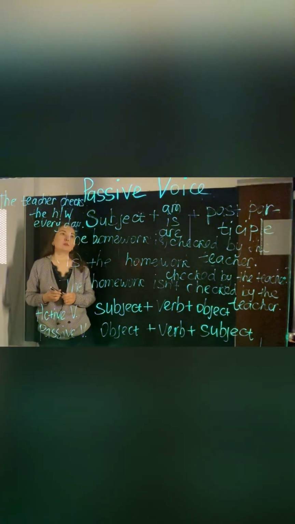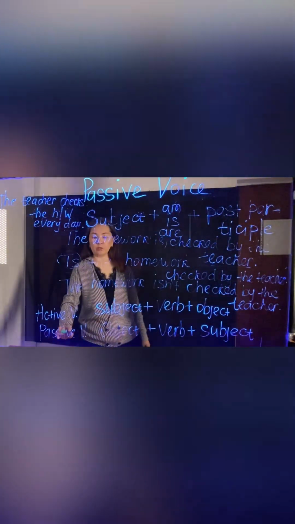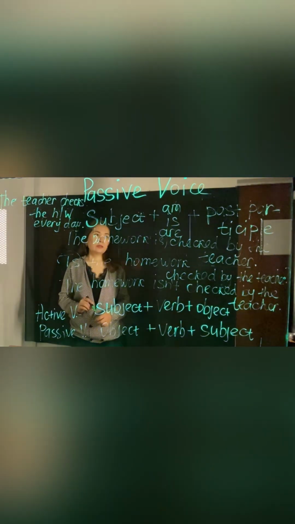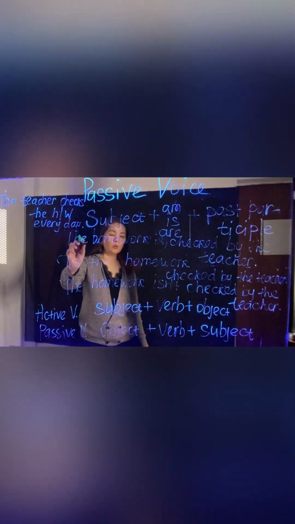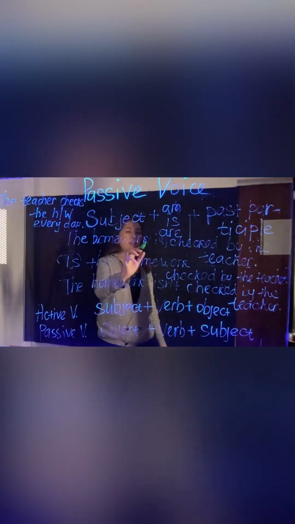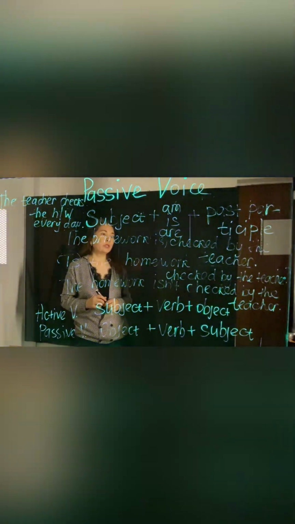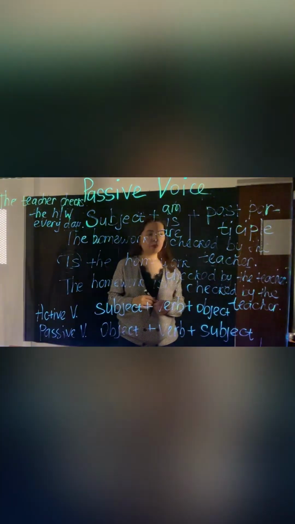Okay, so here you see in active voice we use in the first place subject plus verb plus object. In passive voice we use in the first place object plus verb plus subject. Okay, and let's try to complete this sentence in passive voice. The homework, it is an object. Is is the auxiliary verb. Homework is singular, that's why we use is. Checked, it is a regular verb, and that's why we add ed. By the teacher, it's like the subject or by agent.